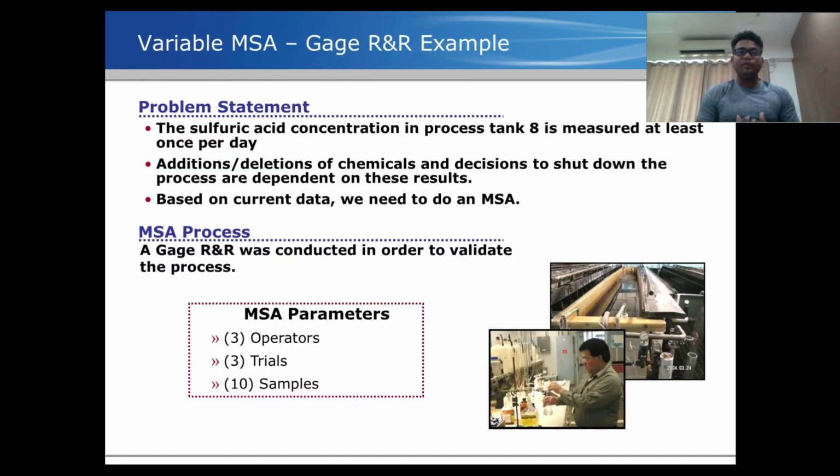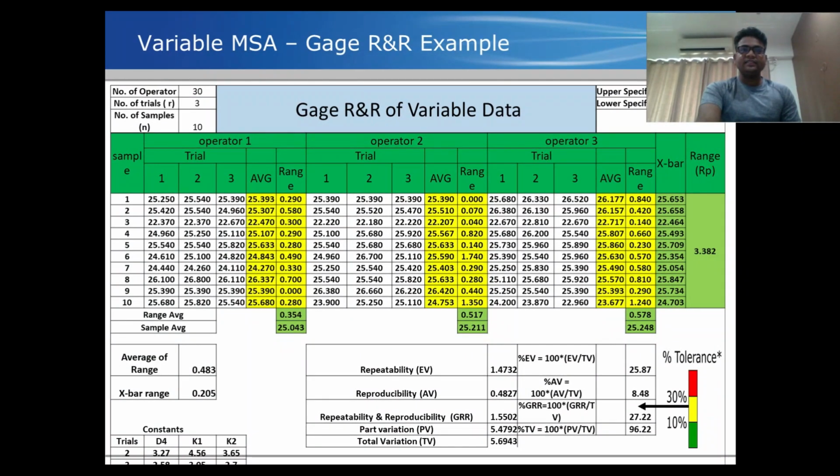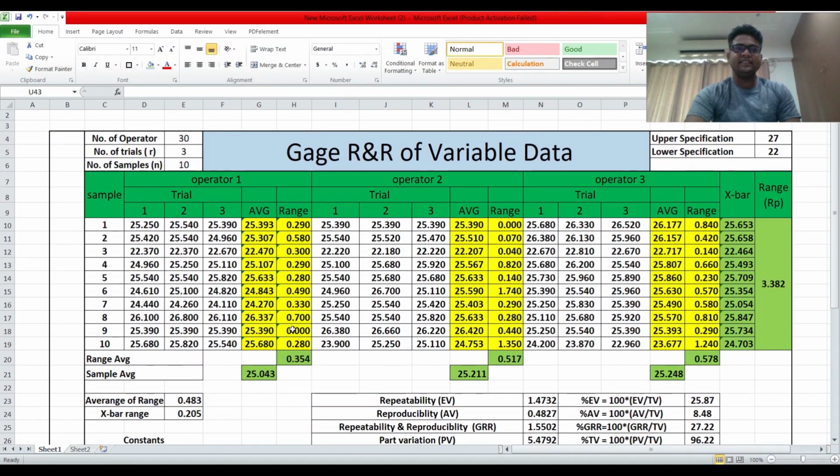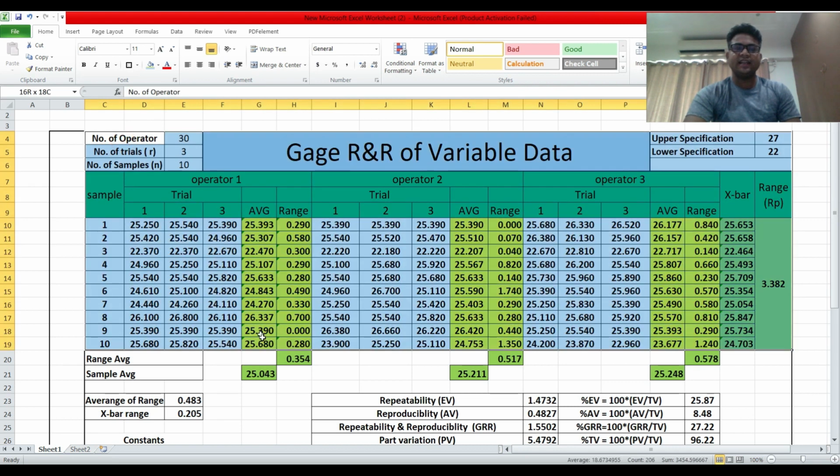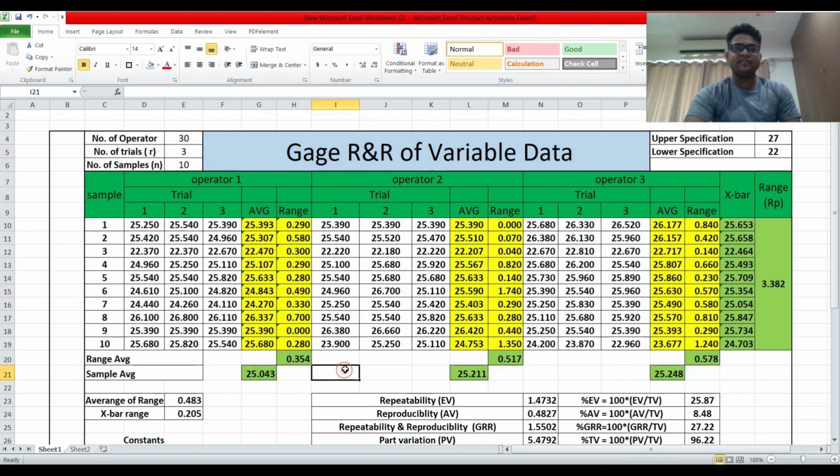So guys, here we will take an example of how to do MSA in your Excel sheet. Here you will see the format of gauge R and R variable data. In this format, I will show you how you have to fill in all the data. Yes, this is the Excel sheet of gauge R and R variable data. So how do you make this gauge R and R variable data format in Excel?